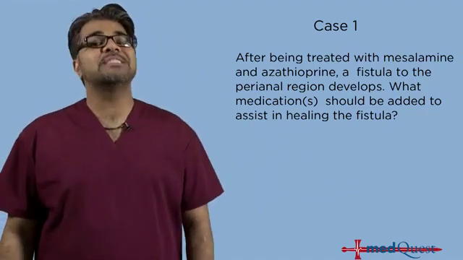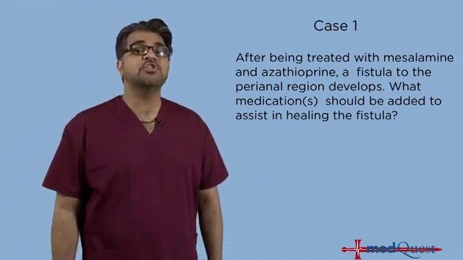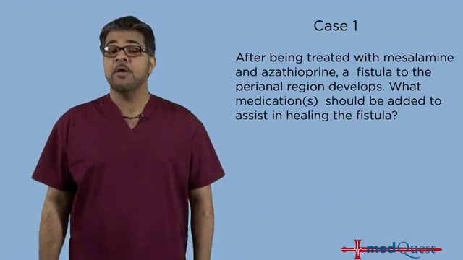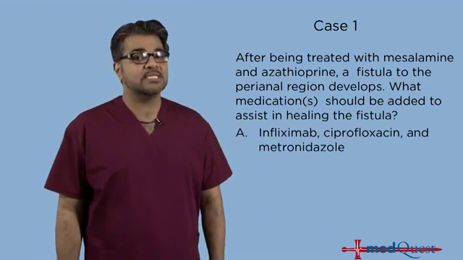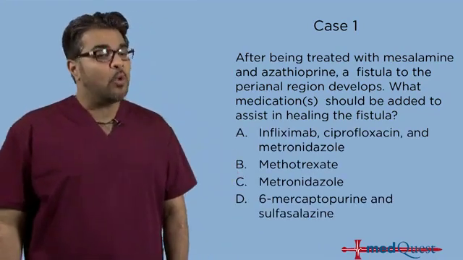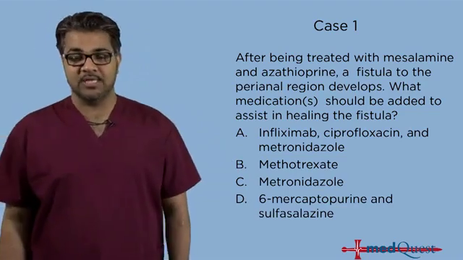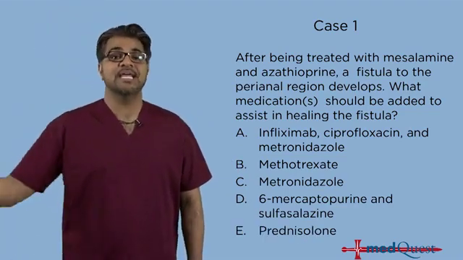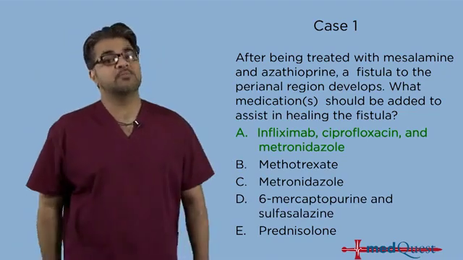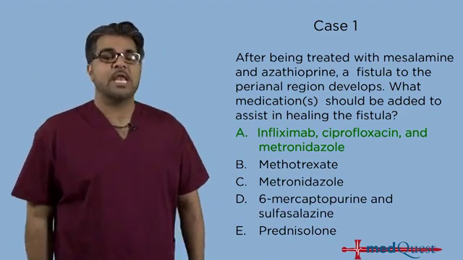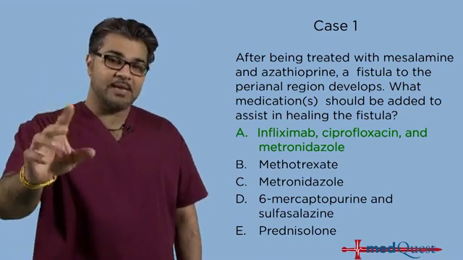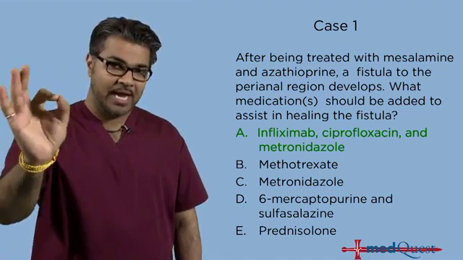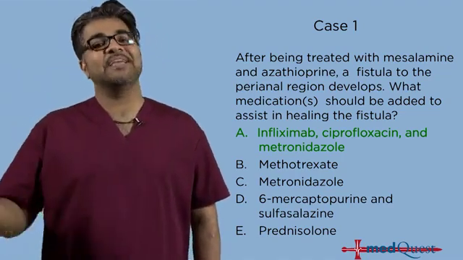After being treated with mesalamine and azathioprine, a fistula to the perianal region develops. What medication should be added to assist in healing the fistula? There's only one medication that will close the fistula, and the others for perianal disease, and that is infliximab with ciprofloxacin and metronidazole. Now remember, before starting infliximab, you have to check a PPD in the patient. Why? Because infliximab is a TNF inhibitor.